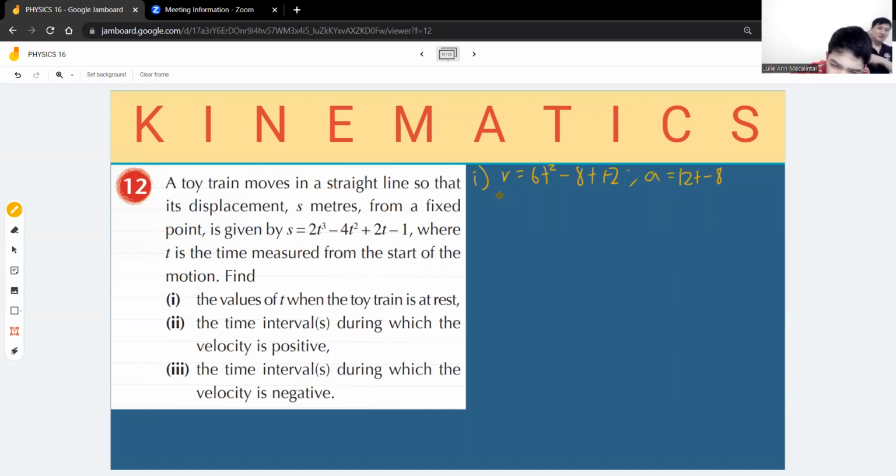A toy train moves in a straight line so that its displacement s meters from a fixed point is given by s equals 2t cubed minus 4t squared plus 2t minus 1, where t is the time measured from the start of the motion. Find (i) the values of t when the toy is at rest, (ii) the time intervals during which the velocity is positive, and (iii) the time intervals during which the velocity is negative.